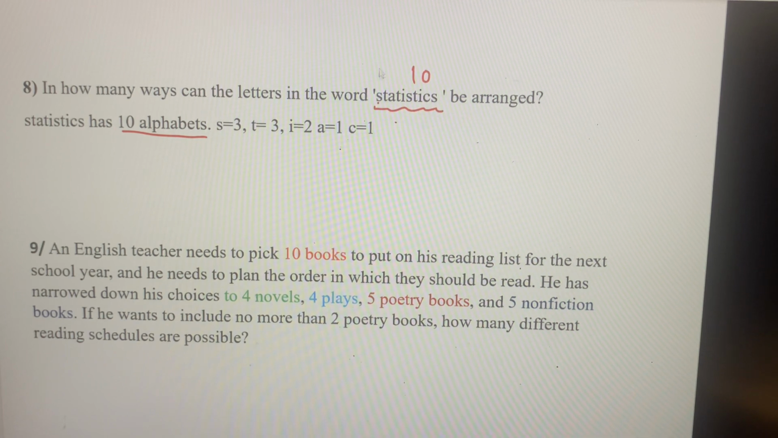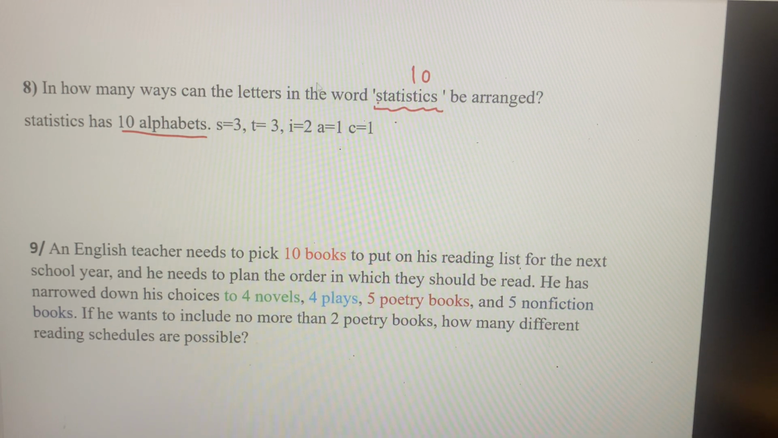After that, we have to count each letter to check if there is repetition. In the word statistics, we have 3 S's, 1, 2, and 3. Let's take them out first. Then T, 1, 2, 3, we have 3 T's. Then how many I's do we have? 1, 2, 2 I's. We have A, but that's only one A, and C, just one C. So you see 3, 6, 7, 8, 9, 10.